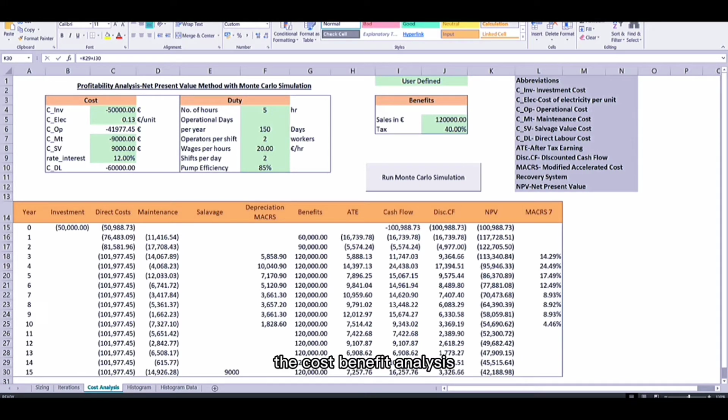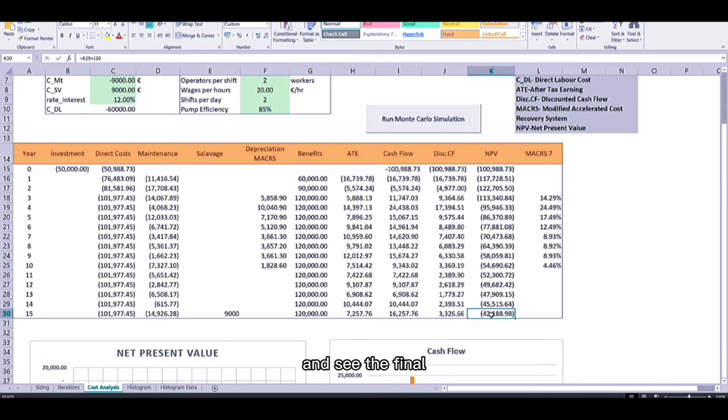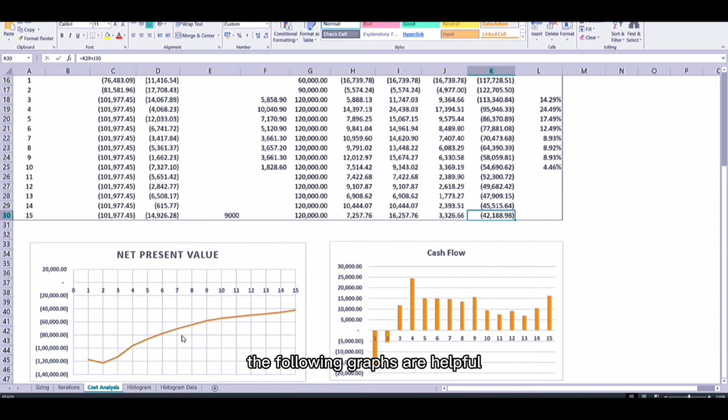The cost-benefit analysis is achieved by calculating net present value for a given system for the next 15 years. The green cells over here are the user-defined cells. The user can input relevant values and see the final net present value after 15 years. The following graphs are helpful to the user to visualize the net present value for 15 years.